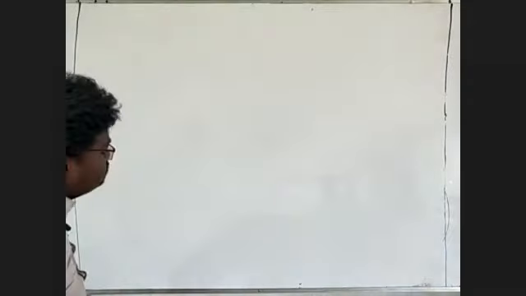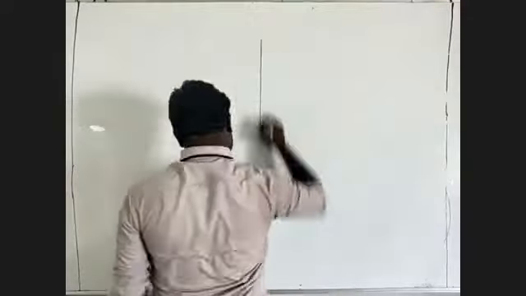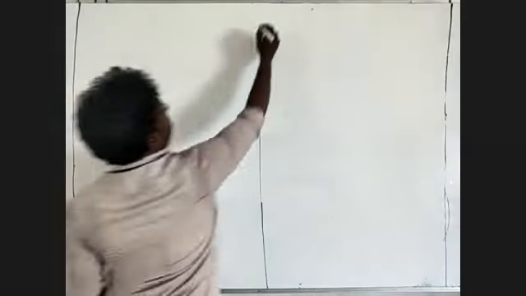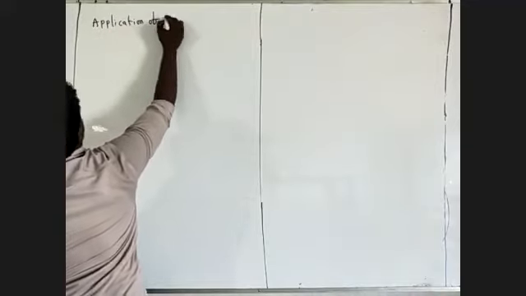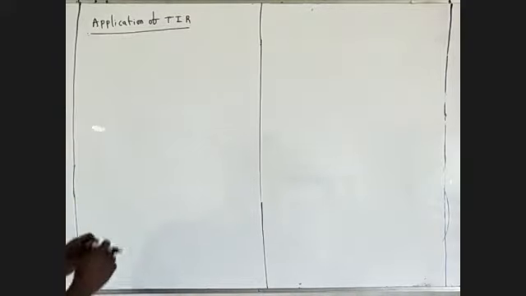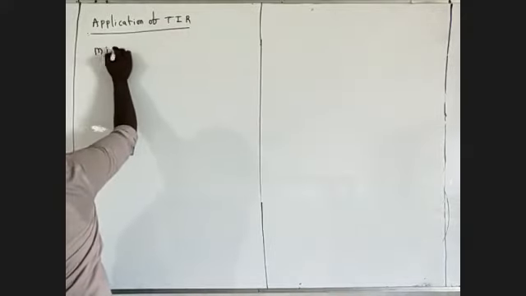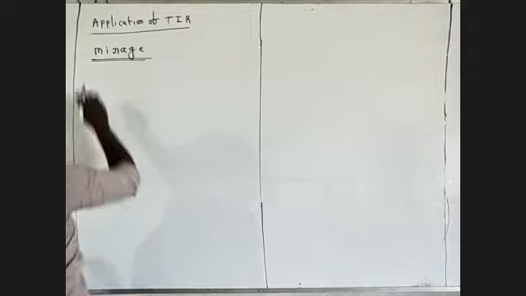Next, application of total internal reflection. The first one is mirage. This is a mirage. This is an optical illusion.